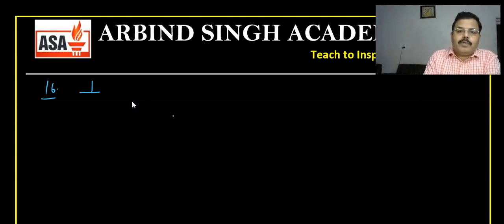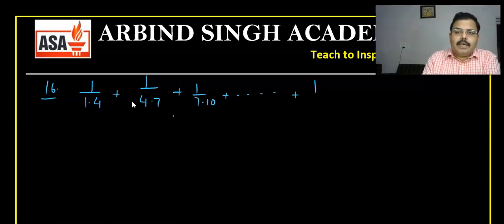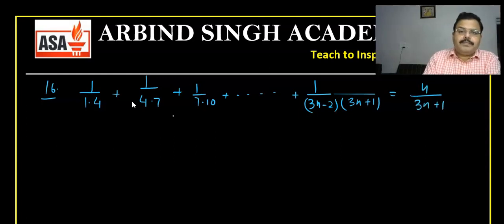The question is 1 upon 1 into 4 plus 1 upon 4 into 7 plus 1 upon 7 into 10, like this, up to 1 upon (3n minus 2) into (3n plus 1), with a difference of 3 between the factors, and that has to be proved equal to n upon 3n plus 1.